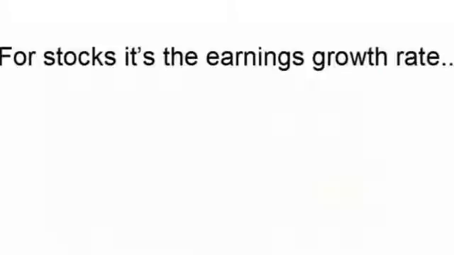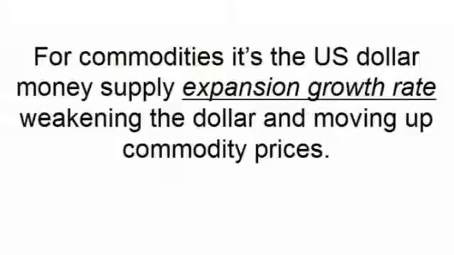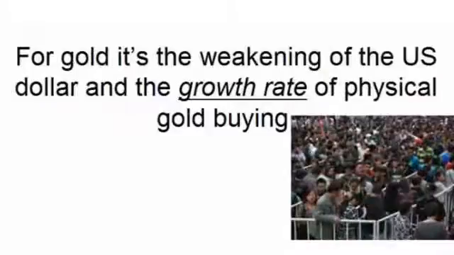So for stocks, it's the earnings growth rate. For commodities, it's the US dollar money supply expansion growth rate, weakening the dollar and moving up commodity prices. For gold, it's the weakening of the US dollar and the growth rate of physical gold buying.